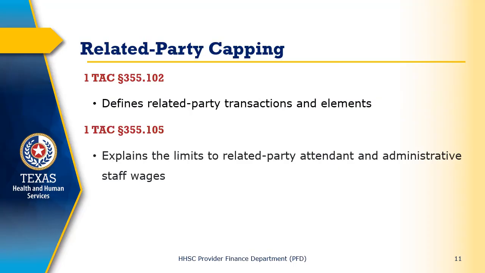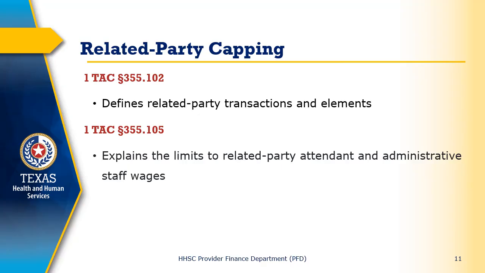Now that we have a clear understanding of related party, next, we will examine the Texas Administrative Codes related to related party capping information. Title 1, TAC Section 355.102, defines the essential elements of related party transactions, establishing guidelines to identify relationships that may influence financial dealings. Furthermore, Title 1, TAC Section 355.105, imposes specific limits on related party attendant and administrative staff wages, ensuring expenditures are reasonable and justifiable.